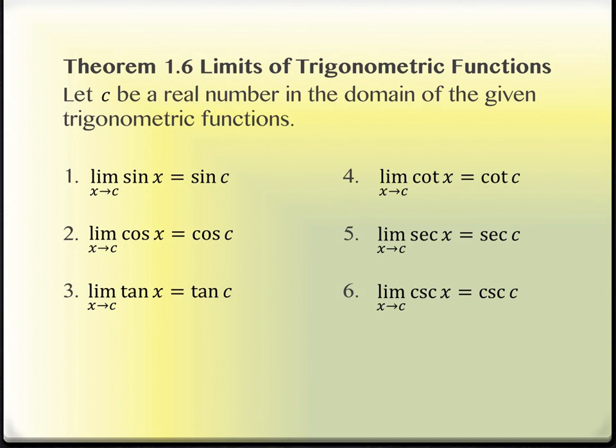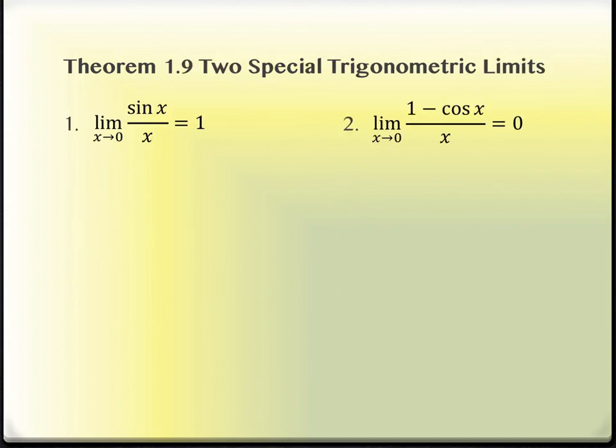There are some cases where 0 over 0s occur, and they're called special trig limits. So these are our 2 special trigonometric limits. The limit as x approaches 0 of sine of x over x is 1. This is a definition. We're not trying to prove this right now. And the limit as x approaches 0 of 1 minus cosine of x over x is equal to 0. And verifications for this do show up in your book. We talk more about them specifically in Calc 2.